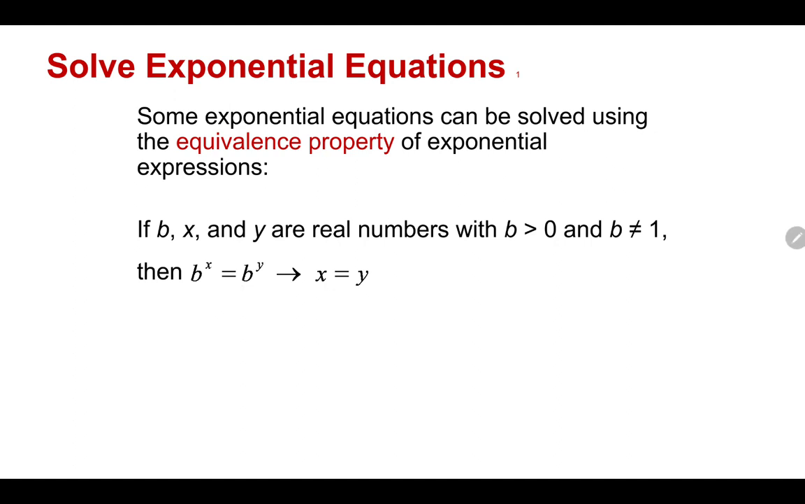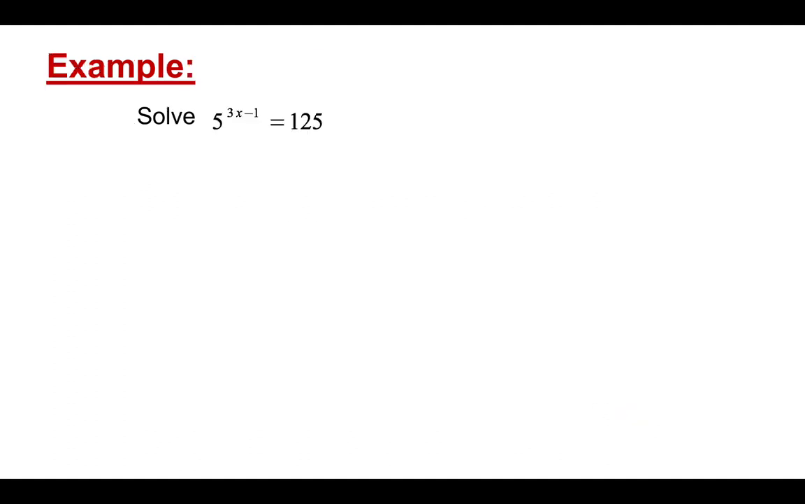Things that have to be true: one, the base has to be greater than 0, and two, it can't be 1, because 1's kind of hokey that way, and that's only because it's our unit for everything. Let's apply some of this.